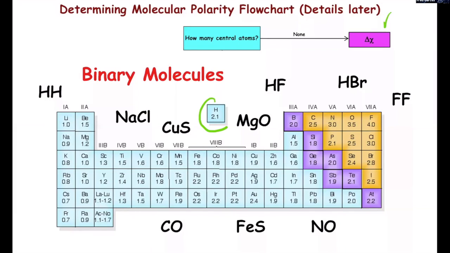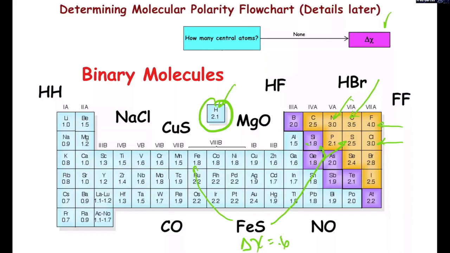Notice that hydrogen has a value of 2.1. Chlorine has a value of 3.0, so does nitrogen. Oxygen's 3.5, fluorine is 4.0. Iron here is 1.8. Sulfur is, sorry, that's silicon. Sulfur is 2.5. That difference is 0.6.